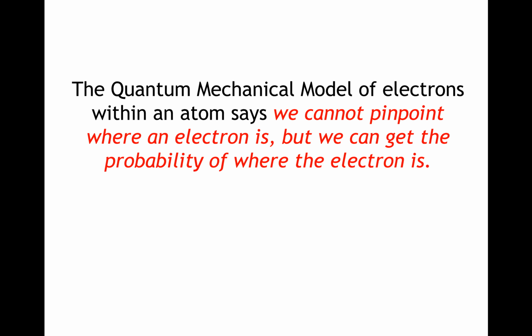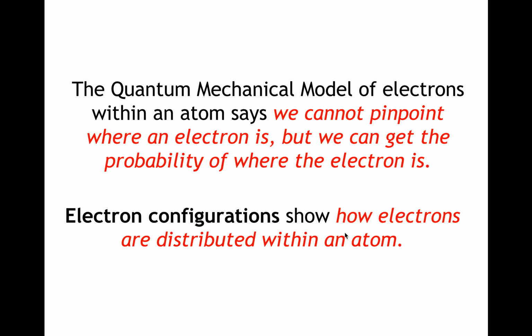The quantum mechanical model of electrons within an atom says that we cannot pinpoint where an electron is, but we can get the probability of where the electron is. So we can't say the electron is going to be located right in this spot, but we can say most likely the electron is going to be located in a certain position. Electron configuration basically shows how electrons are distributed within an atom, where they're most likely to be found.